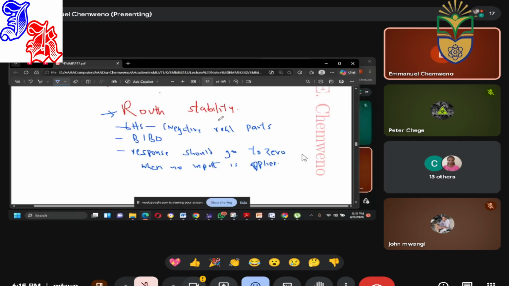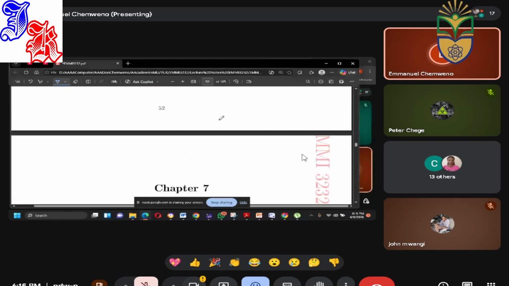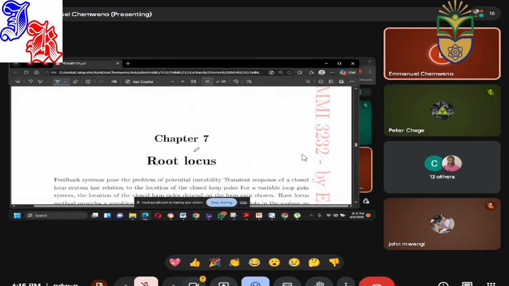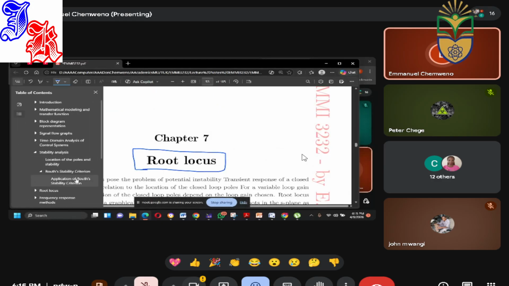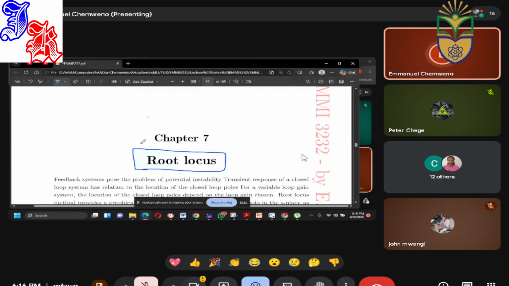So now, the next topic is known as root locus. I think after the root locus, we are going to look at frequency response methods, and then controller design, and then we go to instrumentation. So probably after next week, we'll go to the second part known as instrumentation.